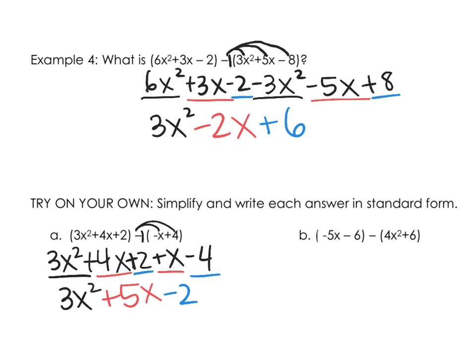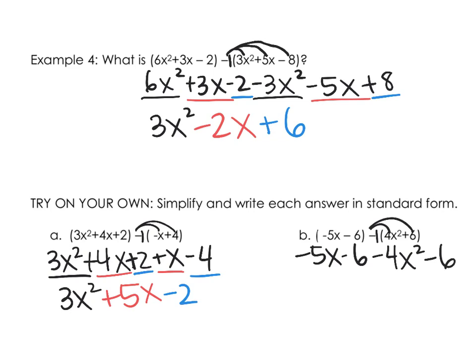Okay, on the last example, you should have also put that negative 1 in there that we need to distribute. So negative 5x minus 6 just comes down, does not change. Negative 1 times 4x squared should be negative 4x squared. And negative 1 times positive 6 should give you negative 6.